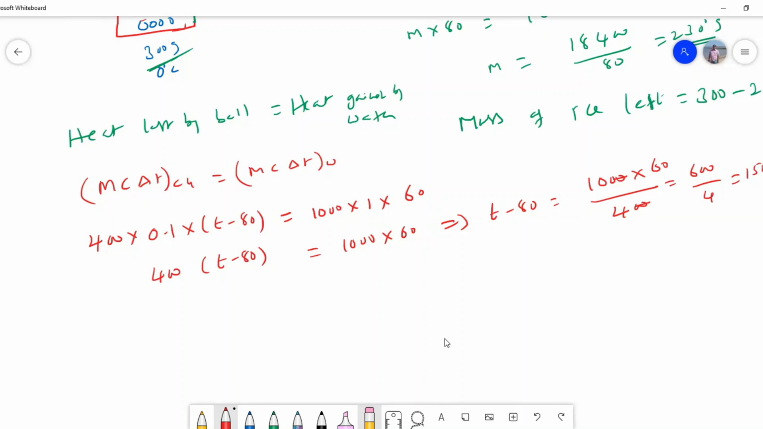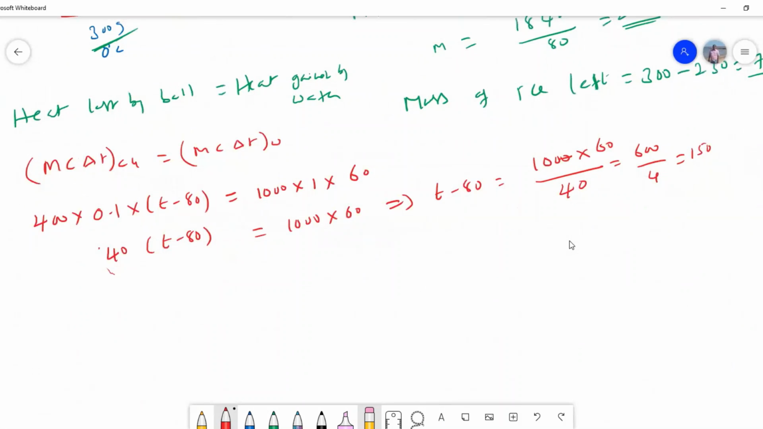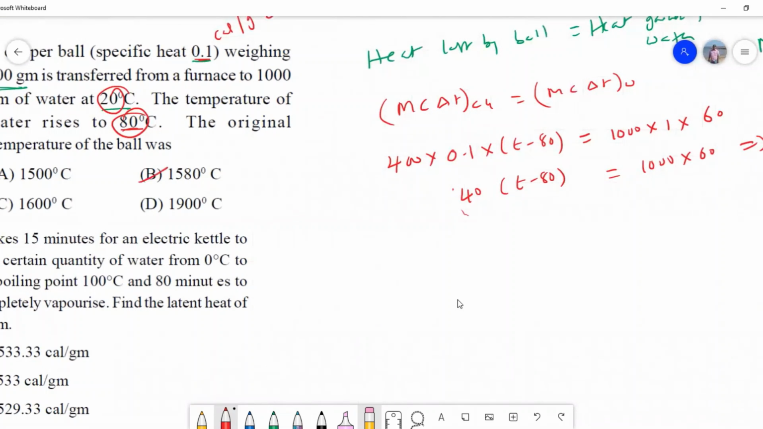Is it 150 or 1500? Wait a minute. 1000 into 60. So there is 40, because the 0.1 is gone. I'm sorry, it is 40. So here it is only 40. So therefore it will be 6000 by 4, so 1500. Therefore T is equal to 1580 degrees centigrade. Let me check the option. Yes, option number B is the right answer.